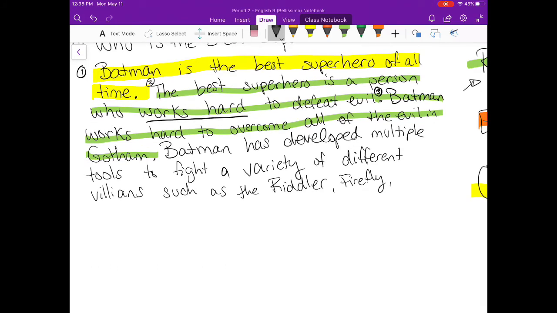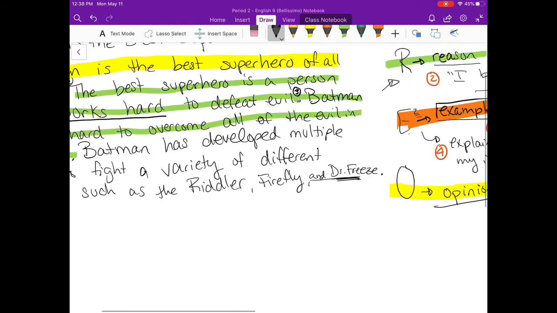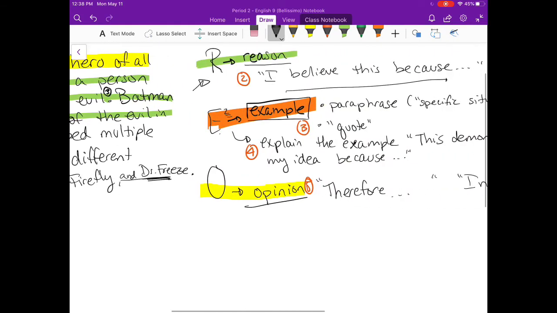I'm blanking on them. But you could give another example, and let's put another villain in there. Isn't there an Iceman? I think there's an Iceman. Dr. Freeze, I think his name is. It's been a while since I've watched Batman, although I do love Batman. Okay, so such villains as the Riddler, Firefly, and Dr. Freeze. And now I'm giving more of a specific situation.